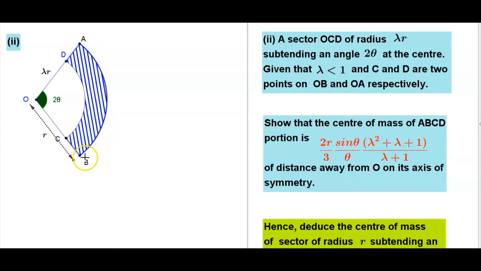This is the portion ABCD. So now portion ABCD is created. This portion is actually the big sector minus the small sector. Now we want to find the center of mass of this object ABCD, a donut shape.